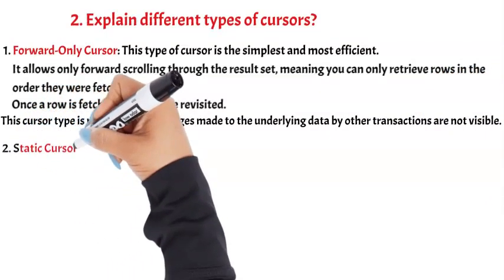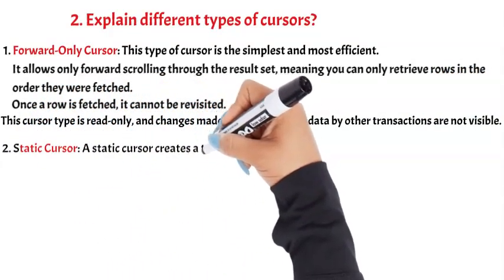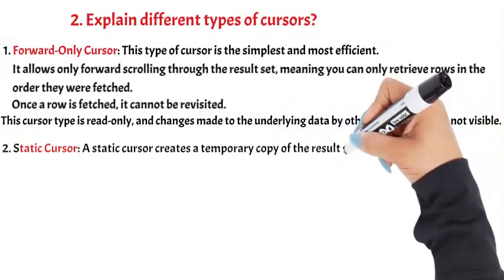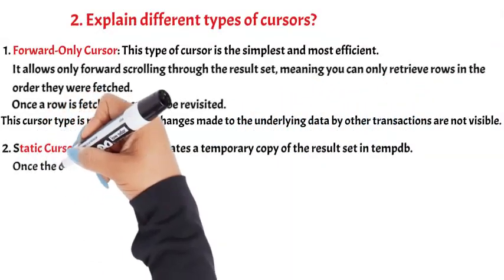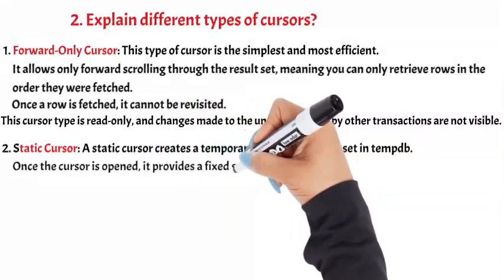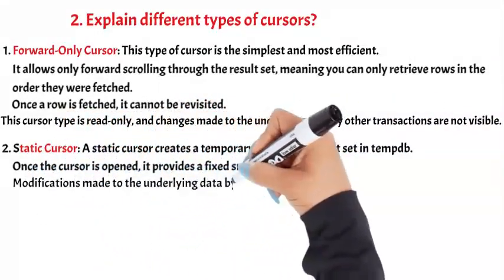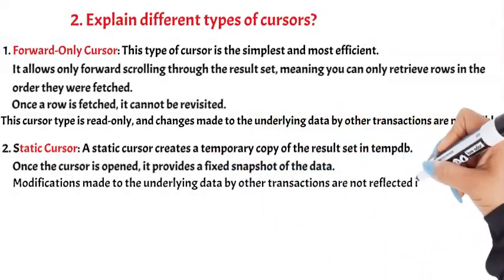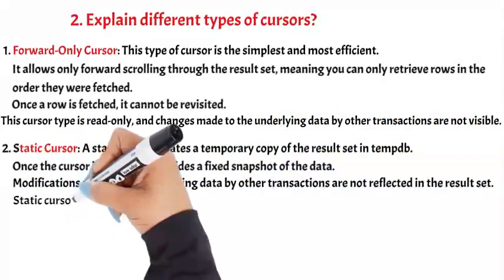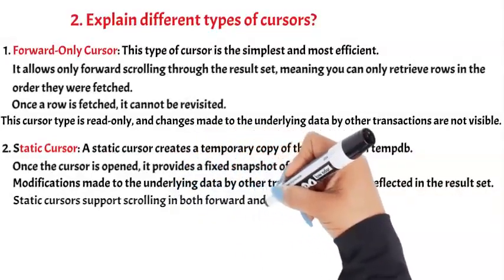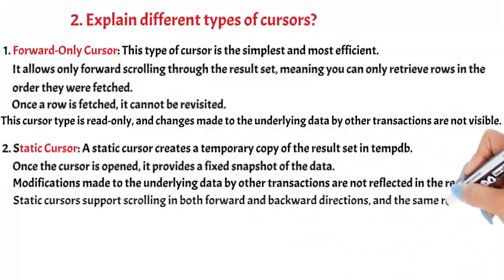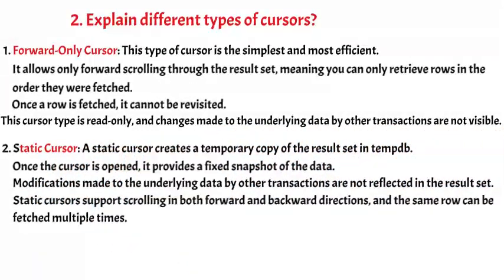2. Static cursor. A static cursor creates a temporary copy of the result set in tempdb. Once the cursor is opened, it provides a fixed snapshot of the data. Modifications made to the underlying data by other transactions are not reflected in the result set. Static cursors support scrolling in both forward and backward directions, and the same row can be fetched multiple times.